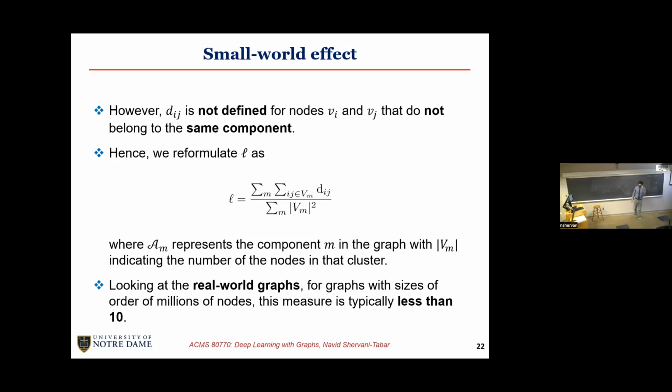Now, if we have a real world graph, the total number of nodes in this graph can be of the order of millions, but typically the average path is going to be less than 10, right? Meaning that starting from any node, you can get to any other node in 10 handshakes, basically.